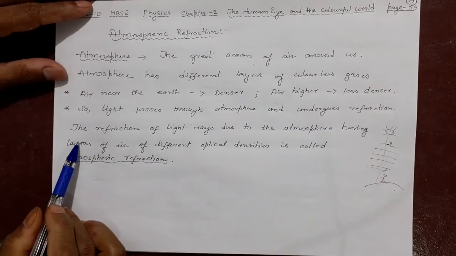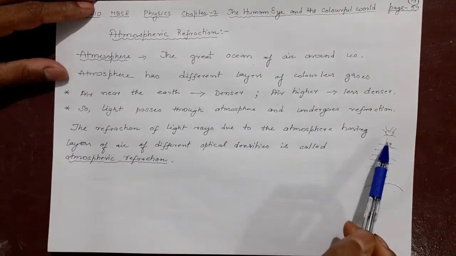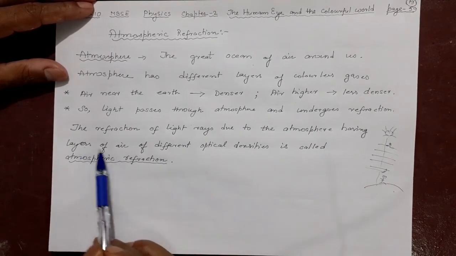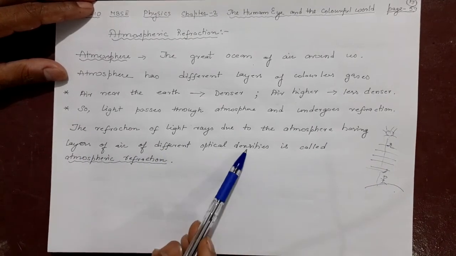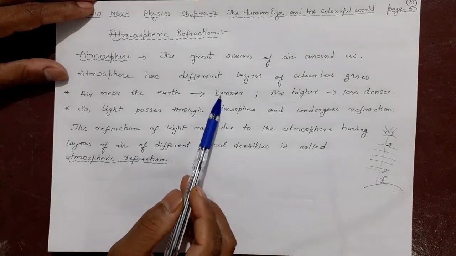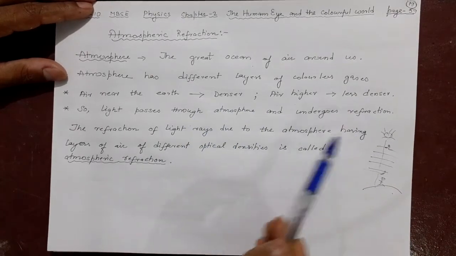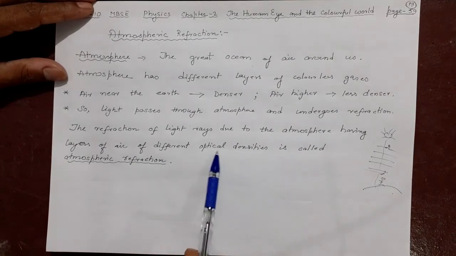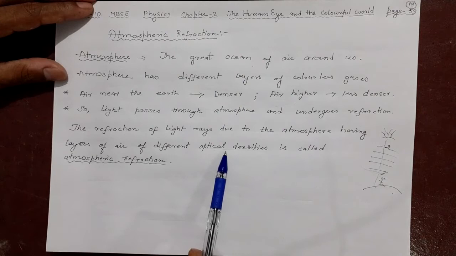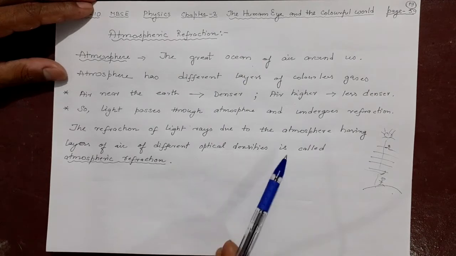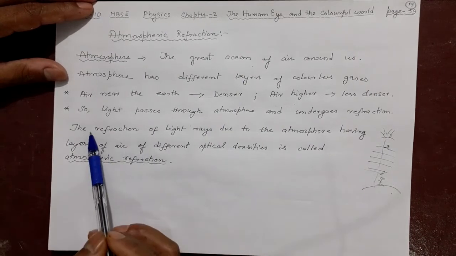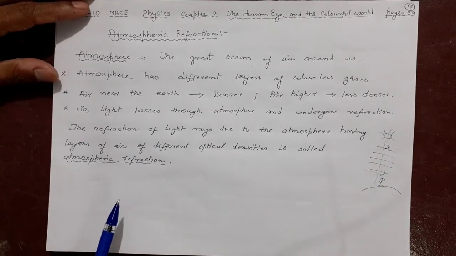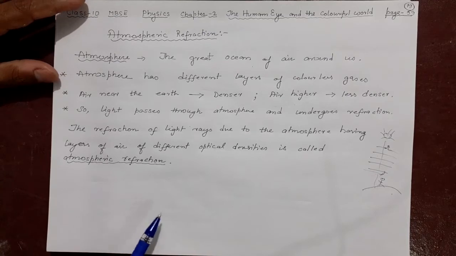The refraction of light due to the atmospheric layers, the atmosphere having layers of air of different optical density. You know, I said heavy air, less heavy air. What is ultimately that is optical density. The refractive index is more in the denser one, refractive index is less in the rarer one. It's called the atmospheric refraction. When this bending of light happens, that is called atmospheric refraction.